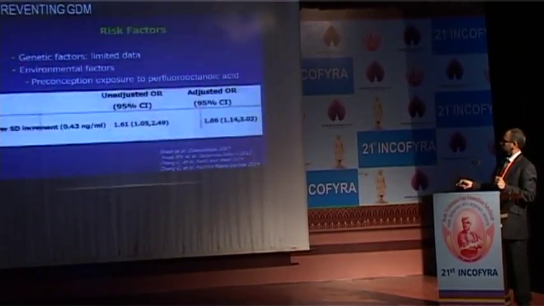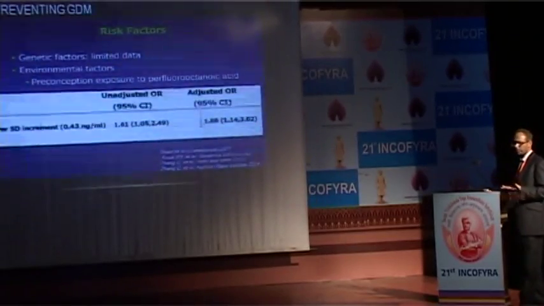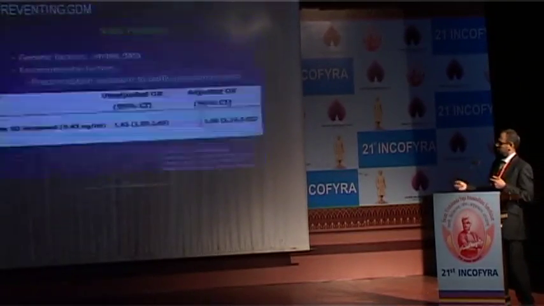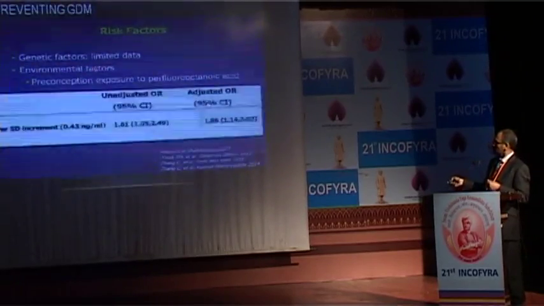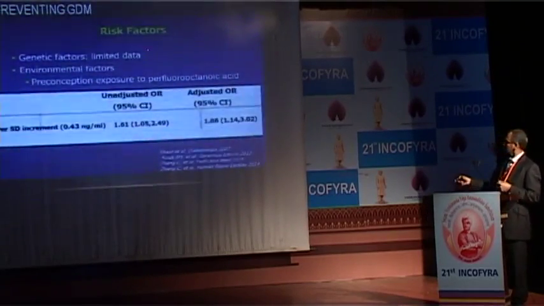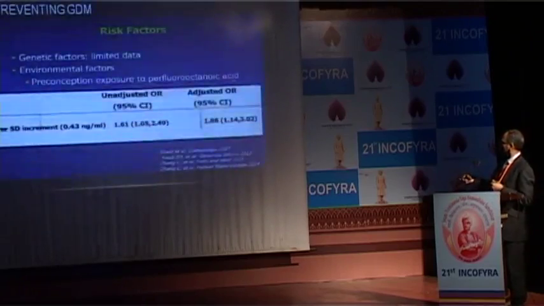Okay, so risk factors, genetic. There's not much data on how to intervene genetically. We can't do that, at least not at the moment. Maybe genetic engineering in the future might be able to help do something, but not right now. Environmental factors: now there is perfluorooctanoic acid.